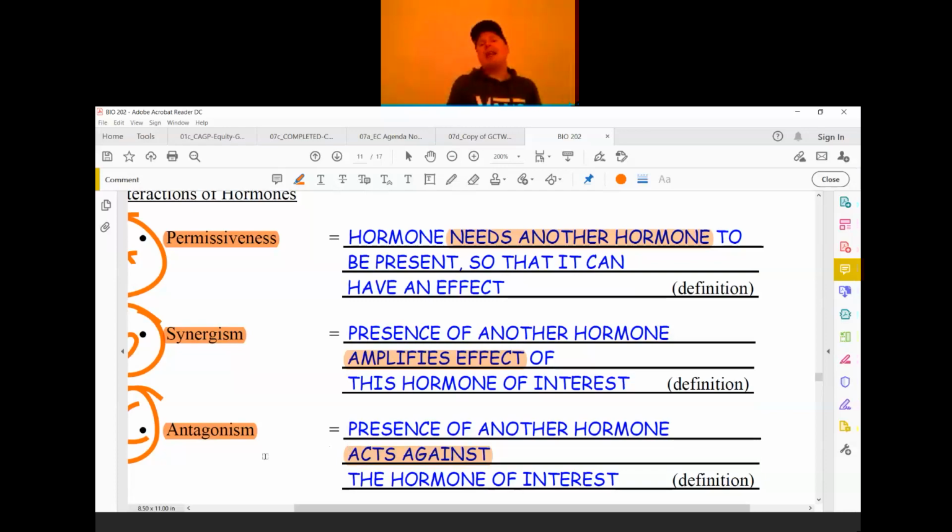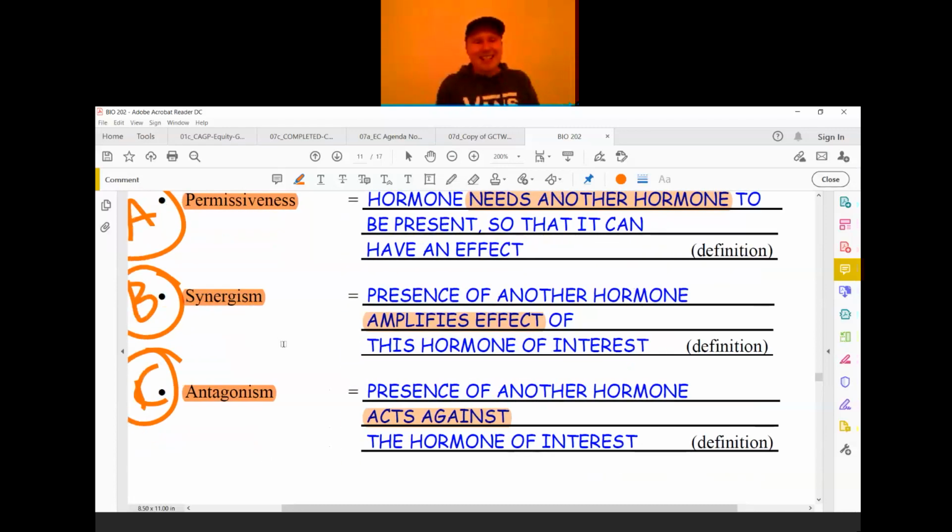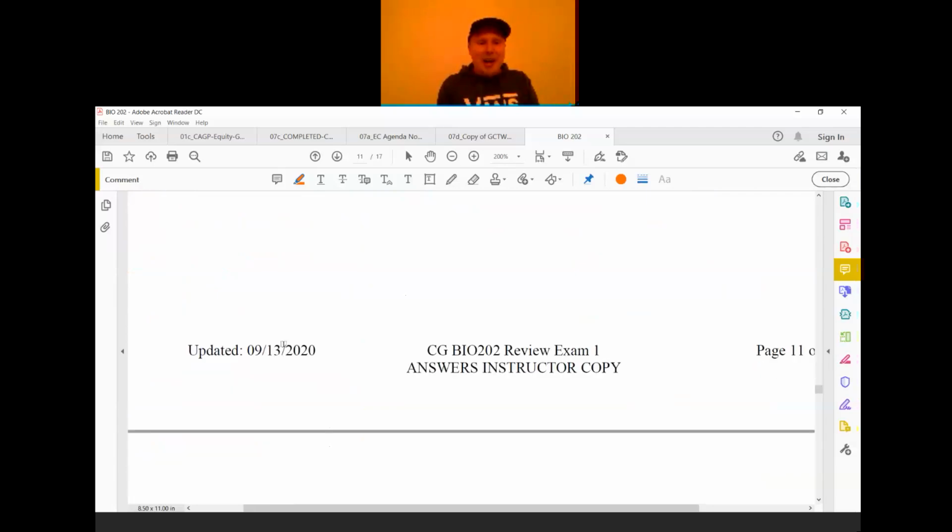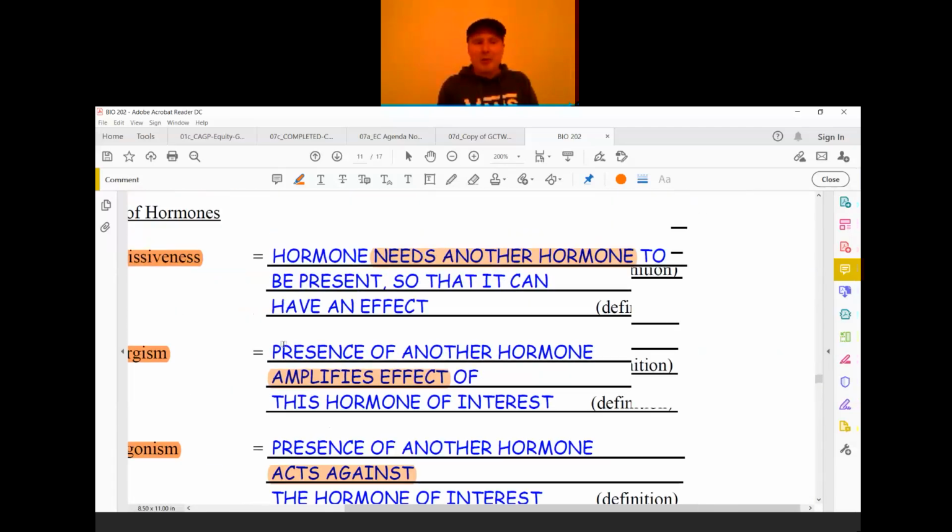So I would know these definitions for these three kinds of interactions, so you would be able to match them with the terms. Again, remember, it's an open book exam. As long as you've taken these notes, you're set. You've got all the information you need. Okay, that concludes our notes from the endocrine system.